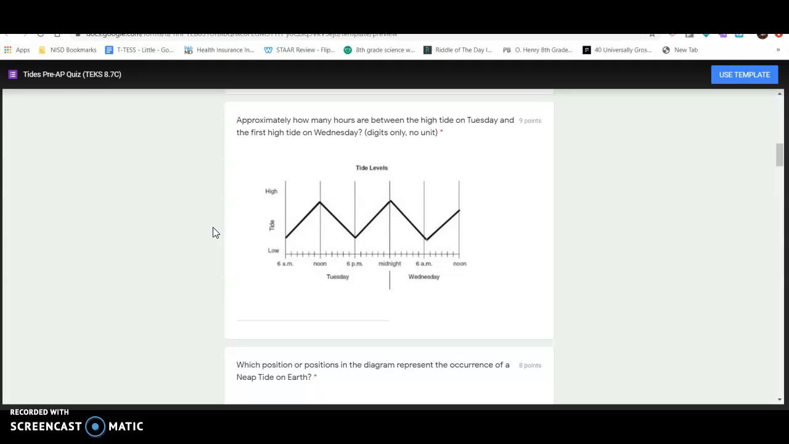Approximately how many hours are between the high tide on Tuesday, which is right here, and the first high tide on Wednesday? Go ahead and put in your answer. I'm only looking for numbers. You don't need to include anything like a unit, just the number. Otherwise, it may count it incorrectly.